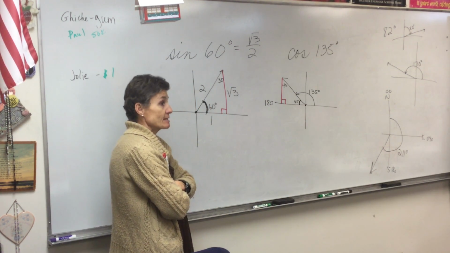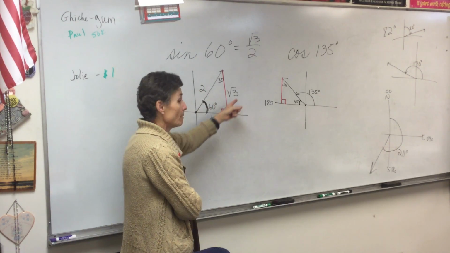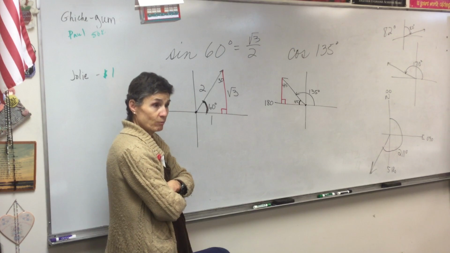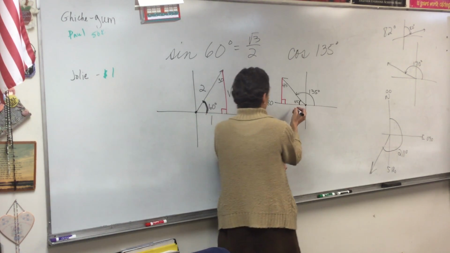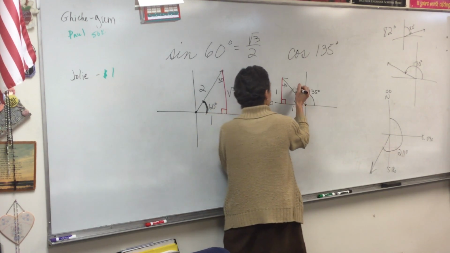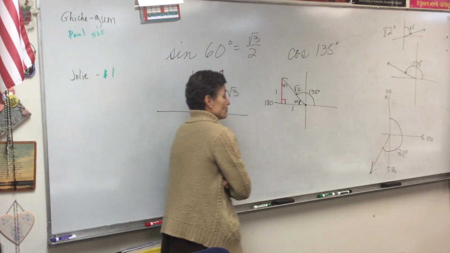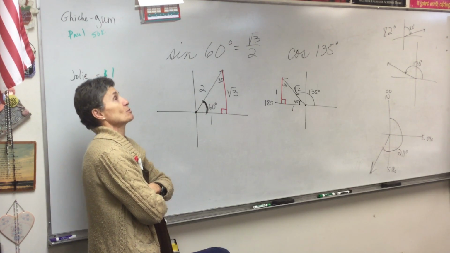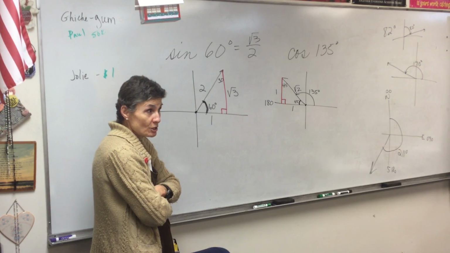Now I can label the sides of the triangle. Do not use these numbers. It's a different kind of triangle. What are the sides in a 45, 45, 90? Across from the 45s are 1s, and the hypotenuse is root 2. Miss Word, how am I supposed to remember that? I don't know. You just need to.